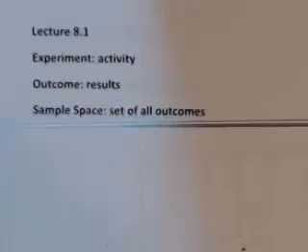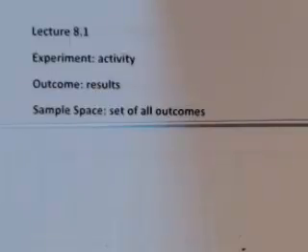So if I spin a spinner, I might land on the number 8, or I might land on the number 4. Those would be outcomes. It would be the result of actually doing the experiment. The sample space is a set of all outcomes.